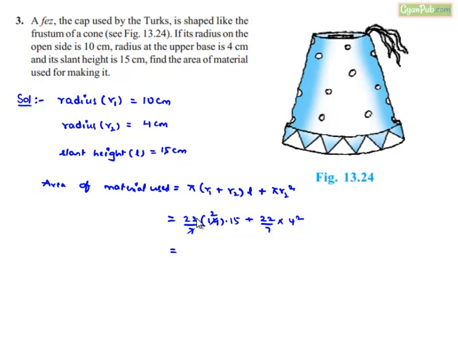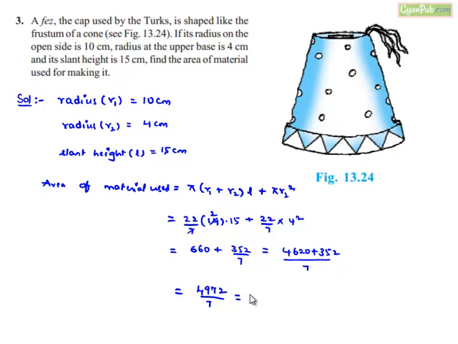14 2 times, and 22 times 2 is 44, and 44 times 15 is 660, plus 4 square is 16, and 16 times 22 is 352 divided by 7. Let us take 7 as LCM, then we get 7 times 660, that is 4620, plus 352 by 7, which is equal to 4972 by 7. Let us convert this into a mixed fraction.